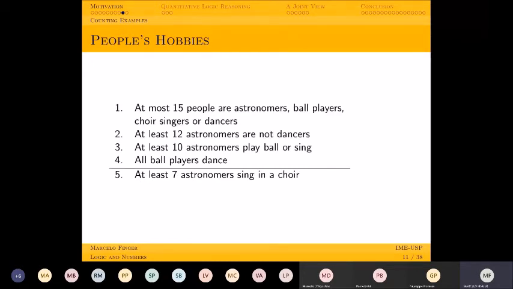Isn't that obvious? Well, for me, it isn't at all obvious. The fact is that at least 7 astronomers sing in a choir; if you say at least 6 astronomers sing in a choir, it doesn't follow from the premises. Oh God, this is very complicated. How do you do that?